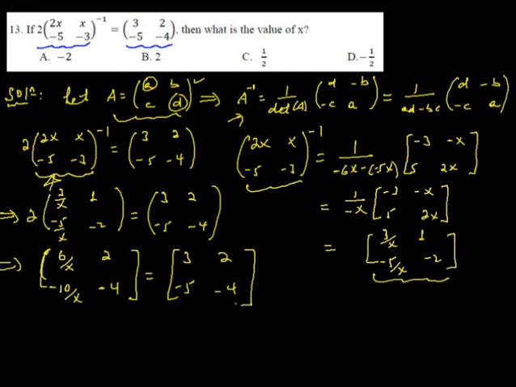Now you can compare by equality of the two matrices. 6 over x must be 3. This means x must be 2. 6 over x is 3 means x is 2. So this is the required answer. x equals 2 is our answer.